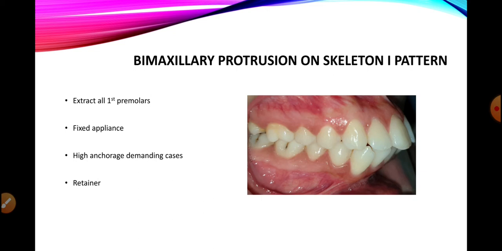whenever we are planning the retroclination of the lower labial segment, it will encroach on the tongue space. Whenever the lower incisors are retroclined, taken back, they will encroach on the tongue space, and therefore there is a high likelihood of relapse that can be seen in cases of bimaxillary proclination. There are very high chances of relapse, because the incisors, when they are retracted or retroclined, will encroach on the space of the tongue. Therefore, the treatment should be approached with caution in cases of bimaxillary proclination.